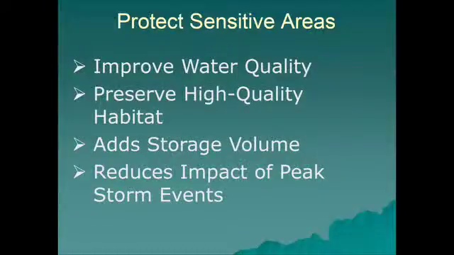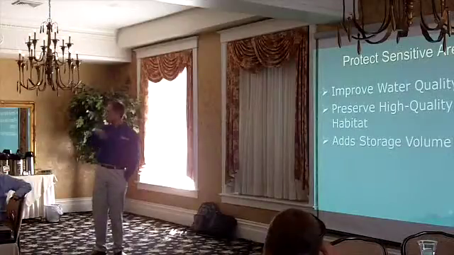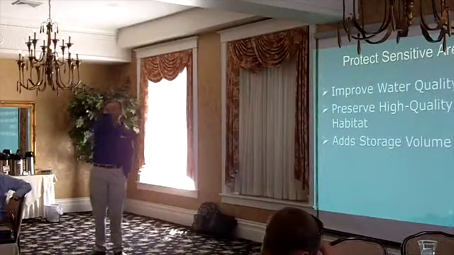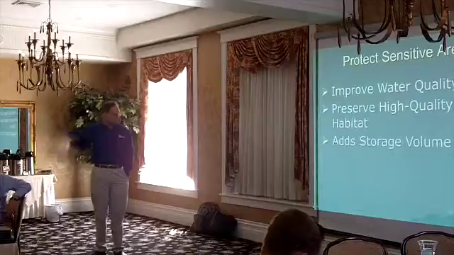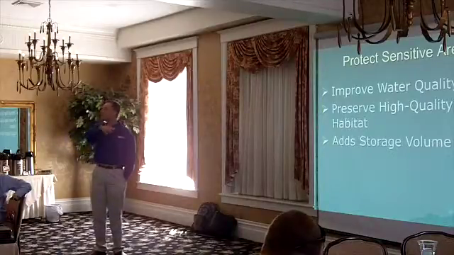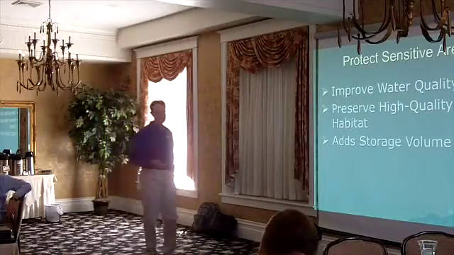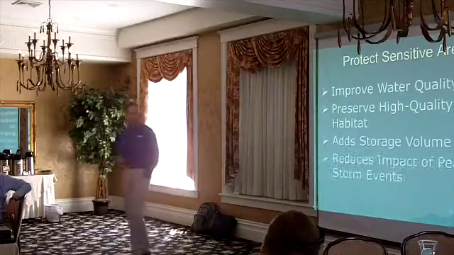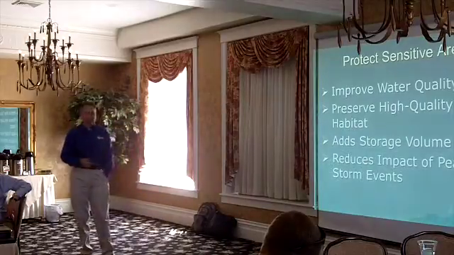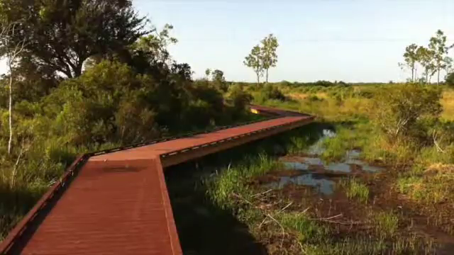Okay. Protect sensitive areas. This is great for improving the water quality. We want to try to preserve and protect that high quality habitat. This will add storage volume. You can't necessarily get credit for water you put into an existing wetlands area, but when you look at a watershed-wide master plan, these sensitive areas can give you the storage volume you need. That's their historical function. Okay? And they will reduce the impact of peak storms.